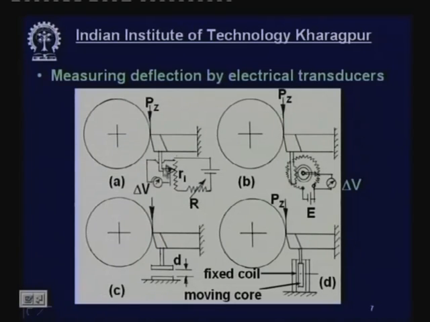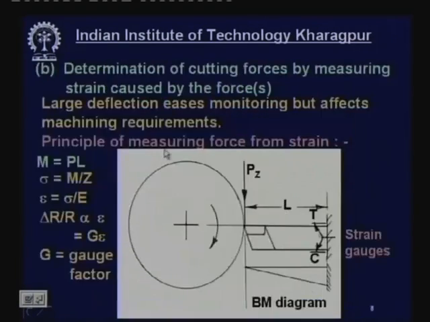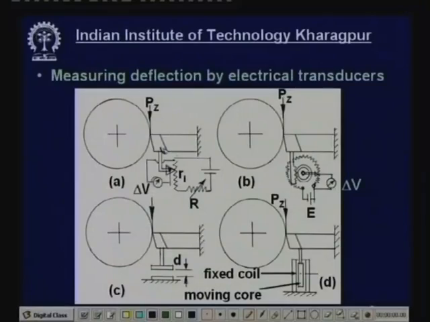There is an L-type pointer which is fixed here. Now this pointer will move across the potentiometer here. This potentiometer is connected to a circuitry. This is the EMF E, and this is the resistance R. So this resistance delta R will change. Because of that, some voltage delta V will be created across this point and this point.